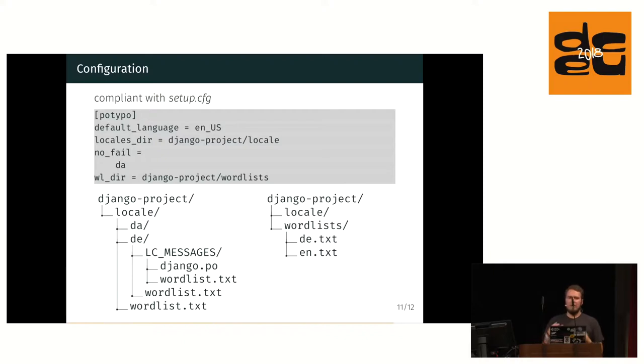And for your base language, for your default language, you would just put a file called wordlist.txt into your locale folder. Those are the two ways that word lists are currently handled. If you have any other ideas, or if you think, wow, this is not as nice as I wanted, I want this another way, please come talk to me and we can figure something out. But for now, this works quite well.